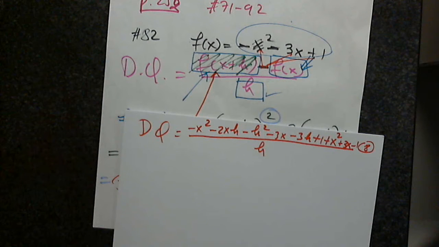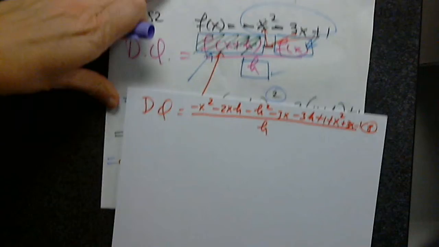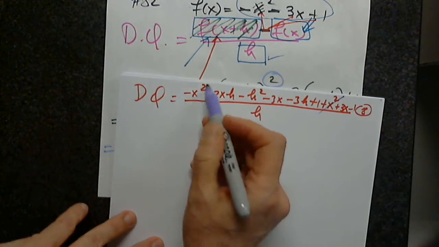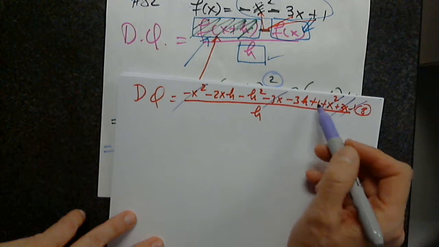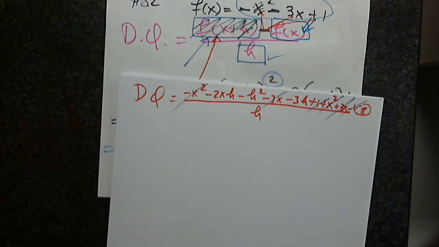Okay, so let's do this and then we'll write down those two conditions. Okay, so let's see. x squared with a negative x squared. Positive 3x with a negative 3x. Negative 1 with a positive 1. Did all terms without h go away? They did? Good. How many terms are left at the top? So the first condition is fulfilled, right? All terms without h went away.